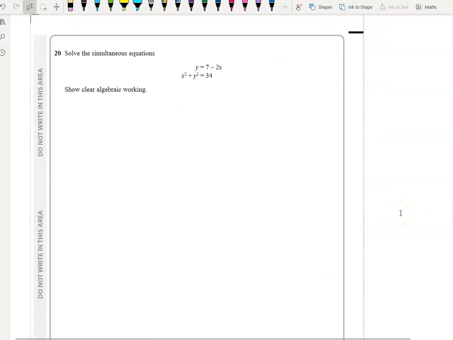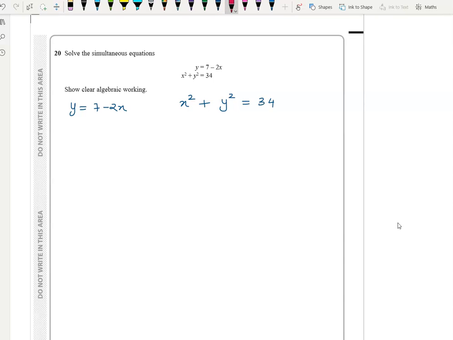Solve the simultaneous equations y equals 7 minus 2x and x squared plus y squared equals 34. So it is a non-linear simultaneous equation. Okay, the first equation is y equals 7 minus 2x. The second is x squared plus y squared equals 34.